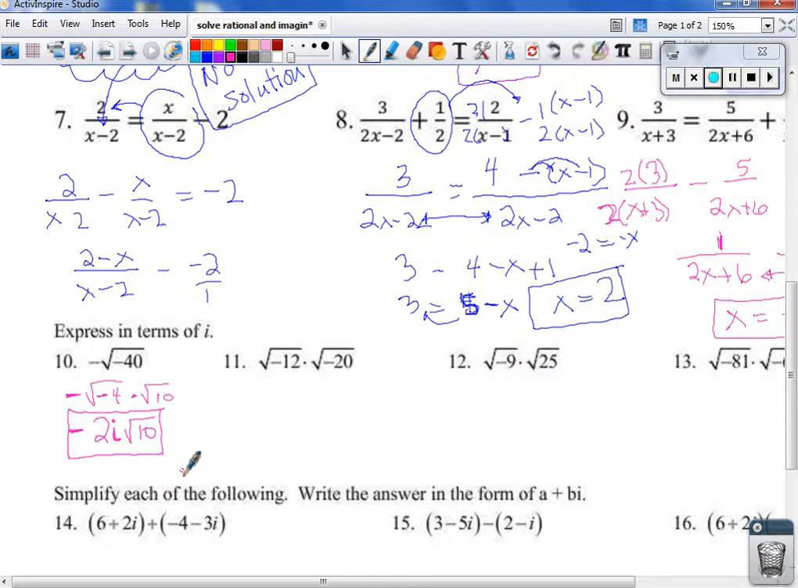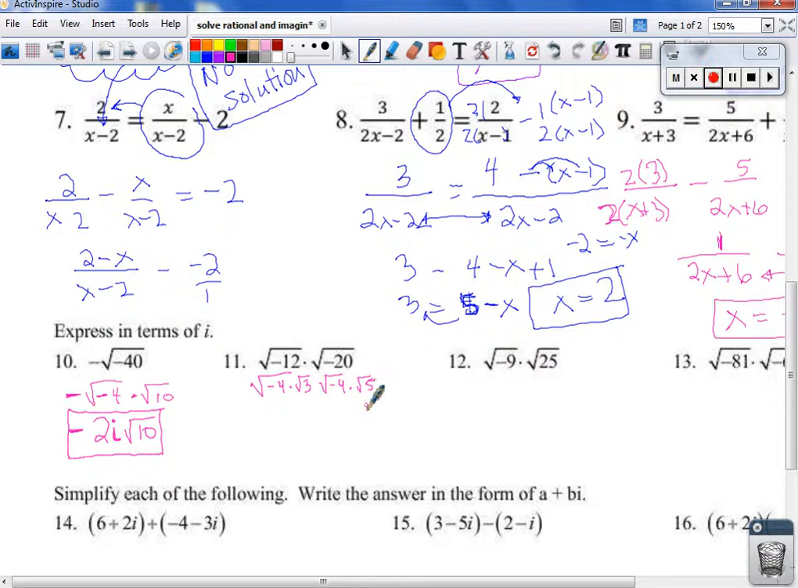That's what that means. Okay, there's a couple ways to do this one. Let's simplify root 12 first. That's negative 4 times 3. Root 20 is negative 4 times 5.